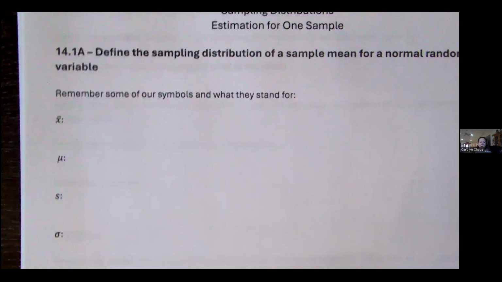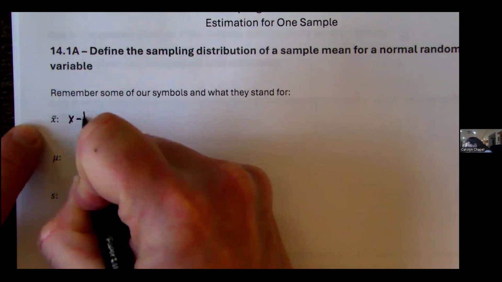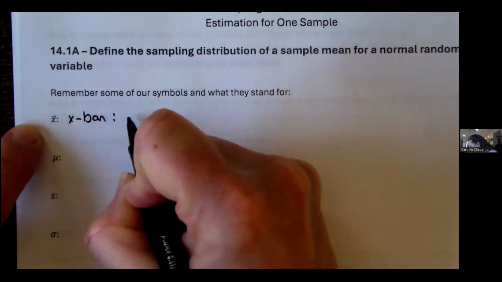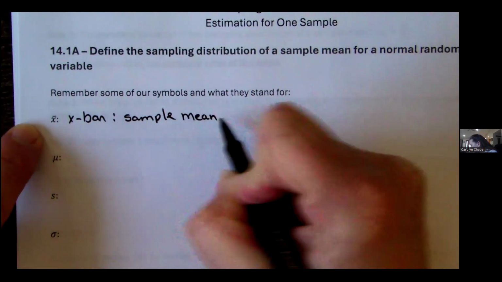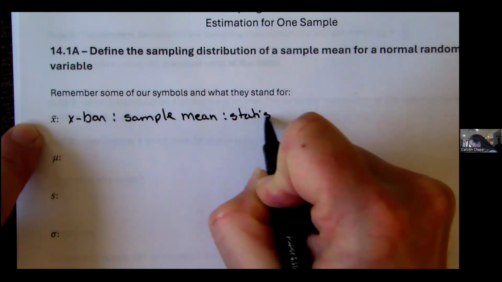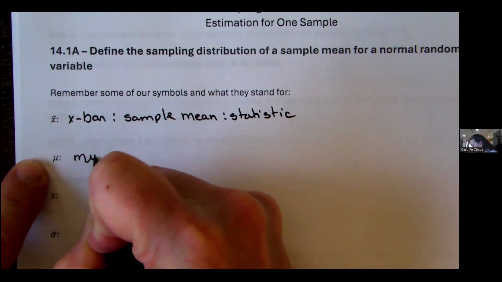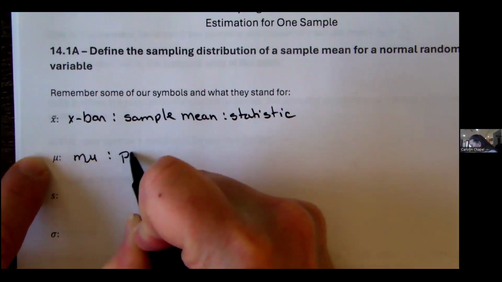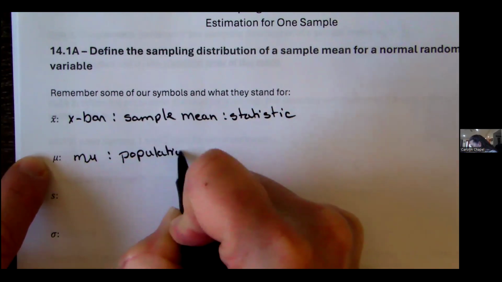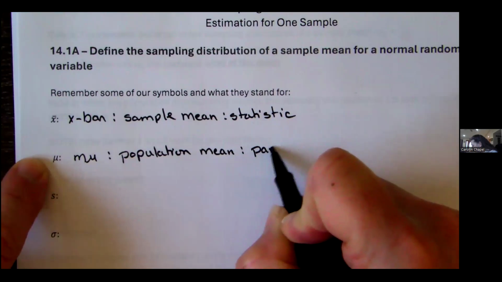It's nice to remember what they stand for and what they are. First of all, this is X bar, and it is our sample mean. That means it is a statistic, because a statistic is something that is calculated on the sample. This is mu, a lowercase Greek letter. It stands for the population mean, so it is a parameter.